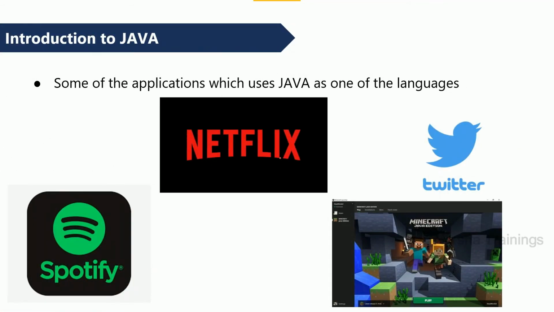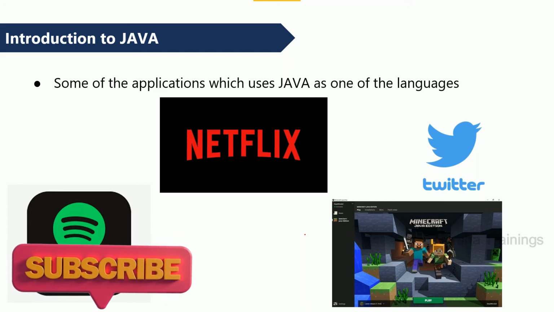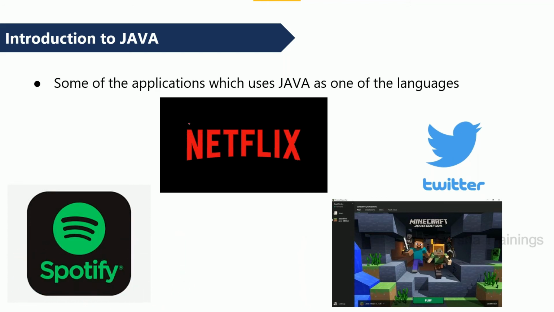Now, some of the main applications where Java is used the most: Netflix, everyone knows this one. Netflix uses Java. Spotify for music uses Java. Twitter uses Java. Minecraft, this is a game, I think you know games. Minecraft uses Java. Why am I using only these five? Java is used in many places. Netflix is a platform where you watch web series and movies, whatever it is, and there we are using Java.